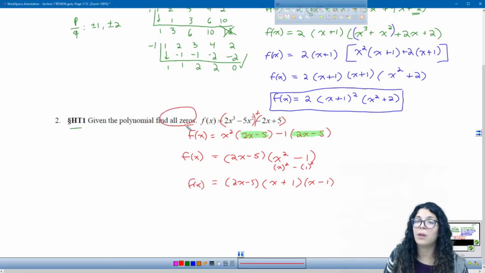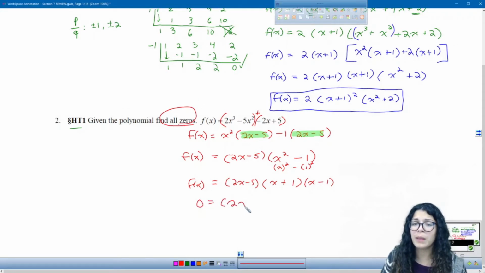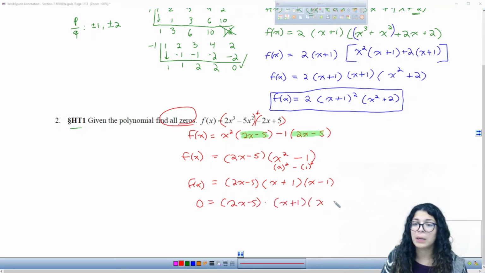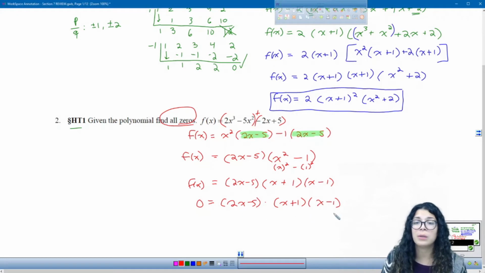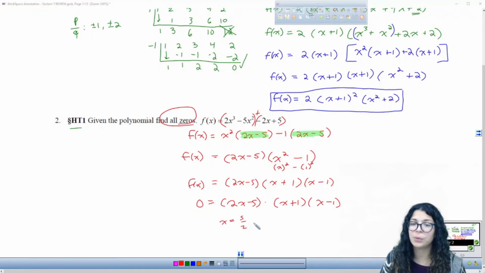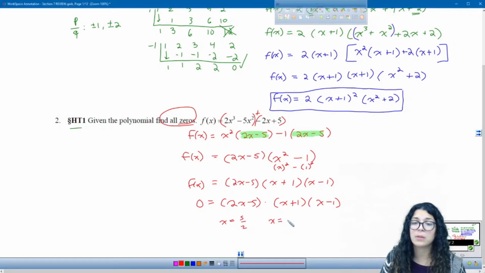However, they asked us to find all of the zeros. So to find the zeros, we set f of x to equal 0, and then we go ahead and solve for this equation. Now, since it is in factored form, we can use the zero product rule. Any one of these factors, if they equal 0, then the entire equation would equal 0, and that will give us a solution. So 2x minus 5 equals 0 gives us a solution of 5 over 2. x plus 1 equal to 0 gives us a solution of -1, and x minus 1 equal to 0 gives us a solution of 1. So we had 3 zeros here.